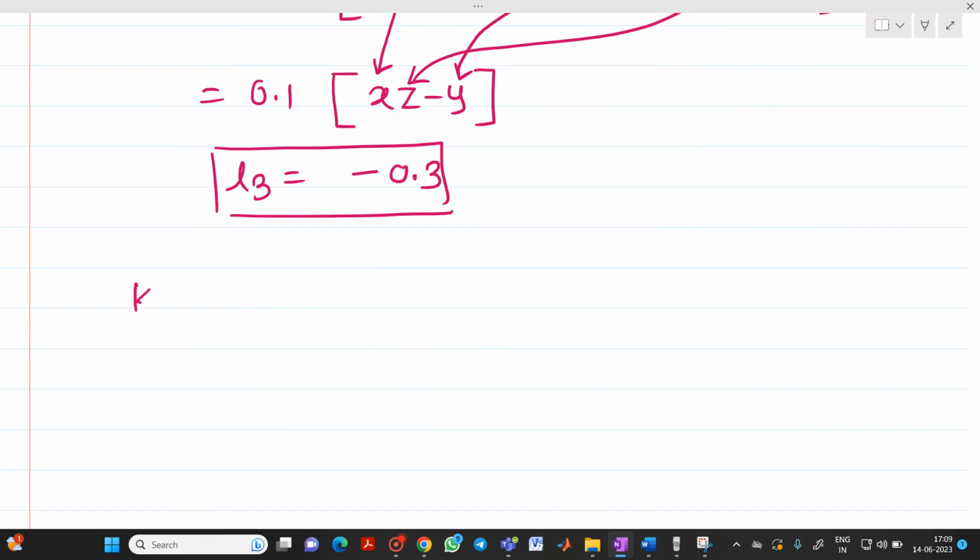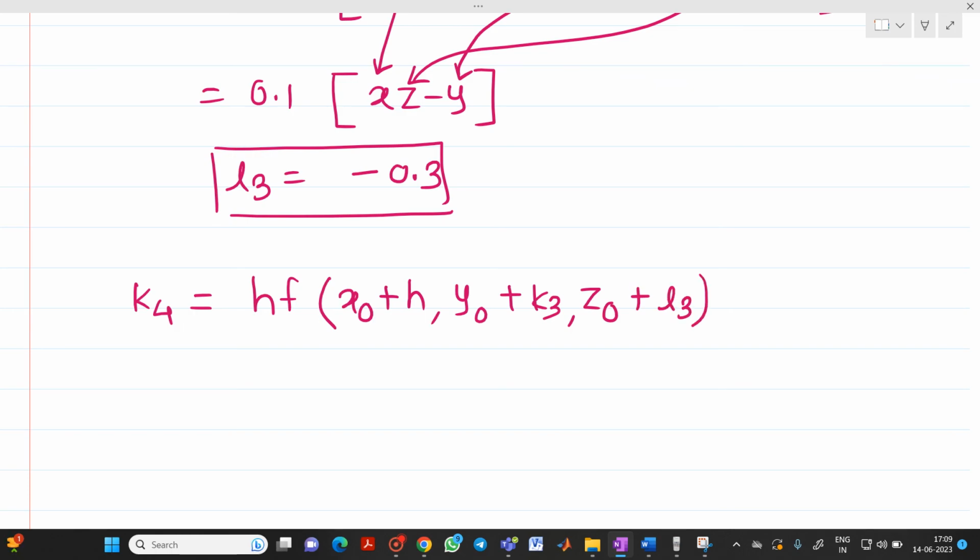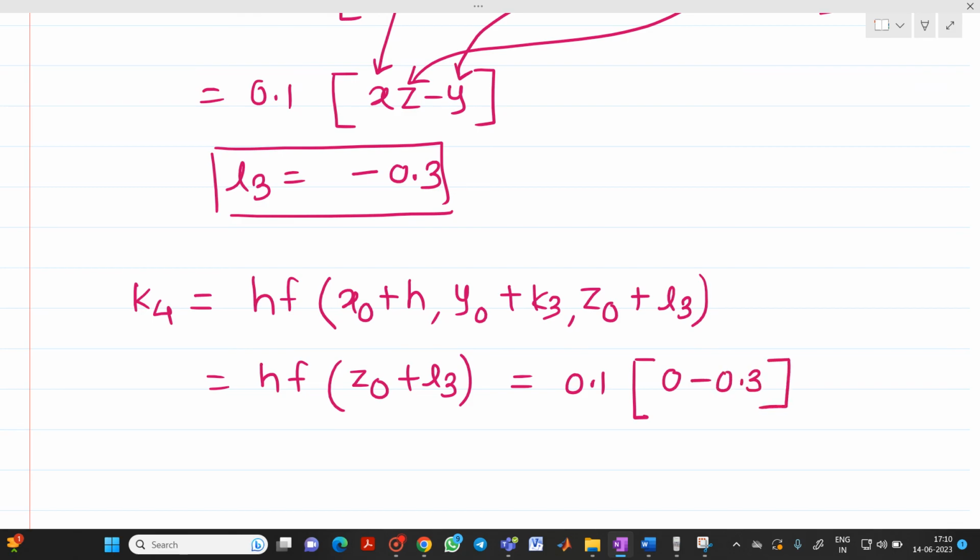Similarly, we have to do it for K4. What is the formula of K4? H into f of x0 plus h, y0 plus k3 and z0 plus L3. Here, if I substitute, h into f of z0 plus L3. So substitute the values: h is 0.1, z0 is 0 and the value of L3 is minus 0.3. So you will get the answer of K4 as minus 0.03.